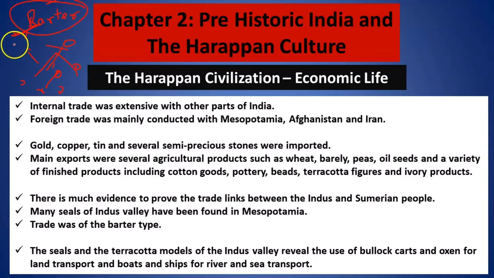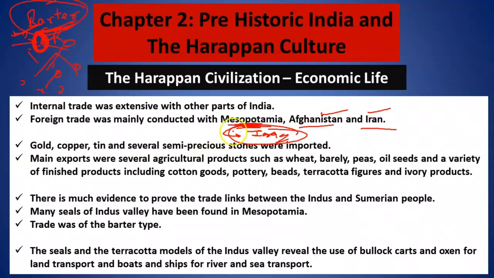Barter system means, you give me wheat, I will give you rice. So, currency was not in use during Harappan civilization. All right. So now foreign trade was mainly done with Mesopotamia, Afghanistan and Iraq. Sir, I have heard about Afghanistan and Iran. What is this Mesopotamia? So Mesopotamia is right now what you call as Iraq.